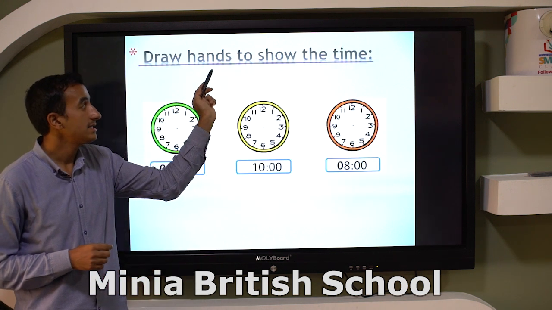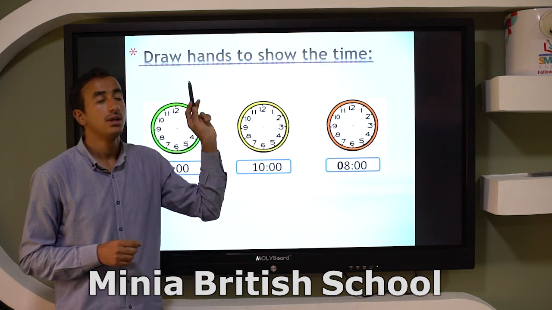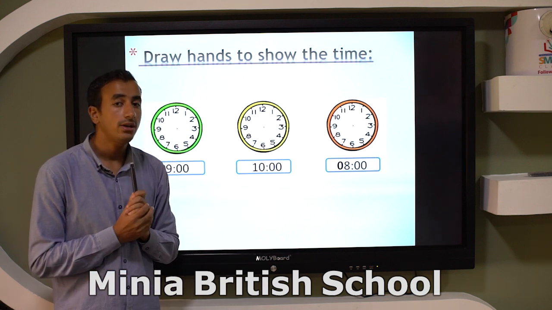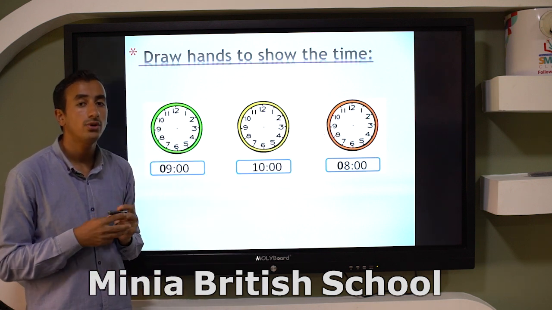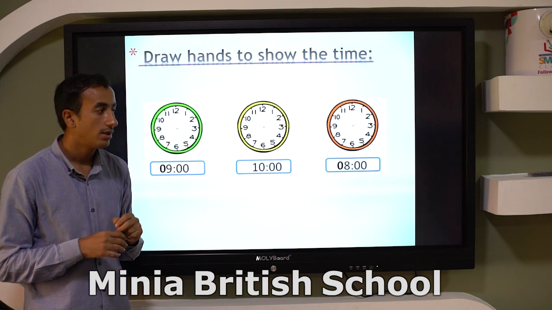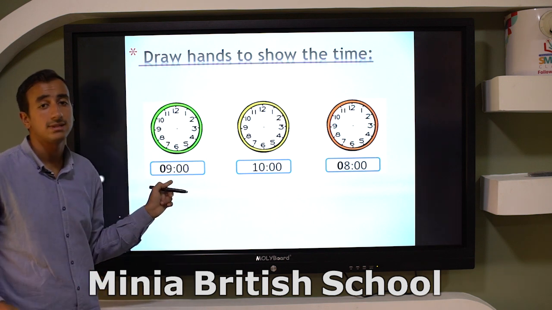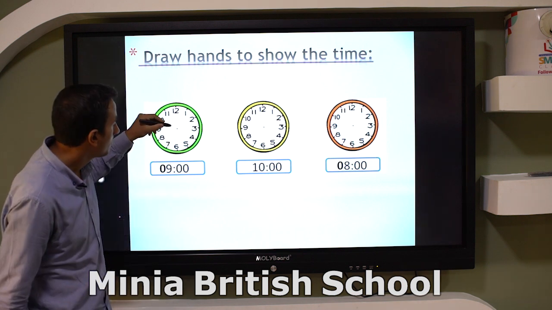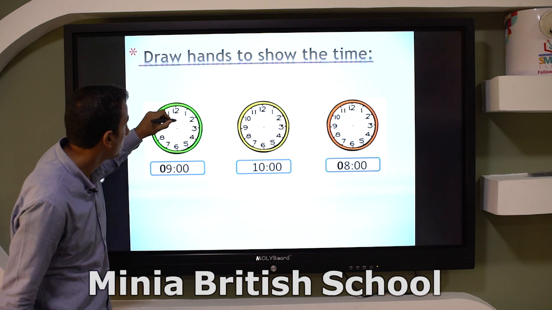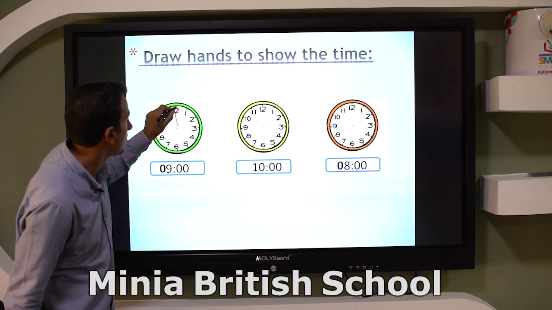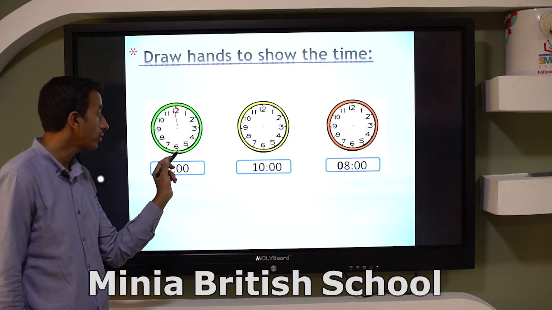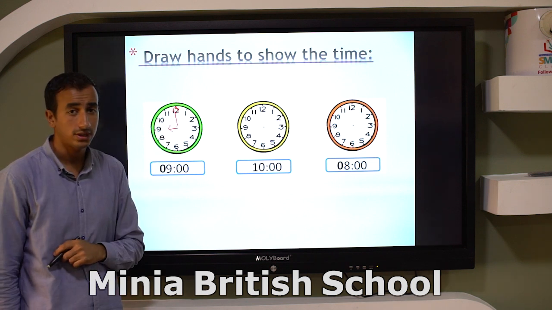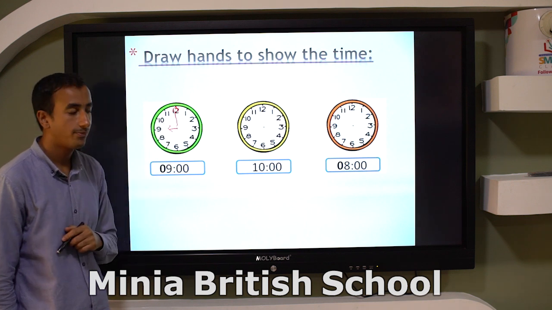Draw hands to show the time. We will learn together how to draw two hands, the short and long hand. Here, what time is it? Yes, it's 9 o'clock. So we must draw the long hand at 12 and the short hand at 9. It's 9 o'clock.